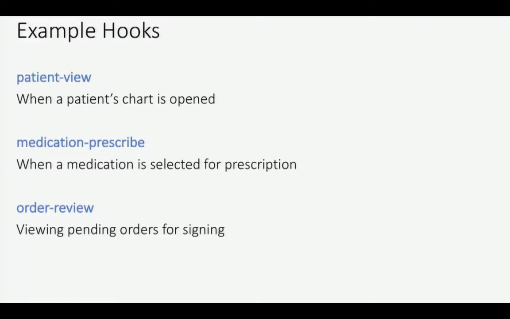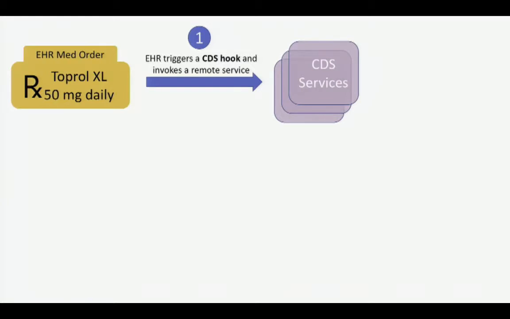So let's walk through a workflow with CDS hooks. Imagine a user is in the EHR. They're trying to prescribe this medication here. So they select that medication for prescription. At this point, the EHR triggers off a medication prescribe hook and calls all of the CDS services that are interested in this particular hook. Again, these are remote services, remote from the EHR, and they're sitting there waiting to get invoked on the hooks that they care about. In this case, medication prescribe. So the EHR invokes those remote decision support services.